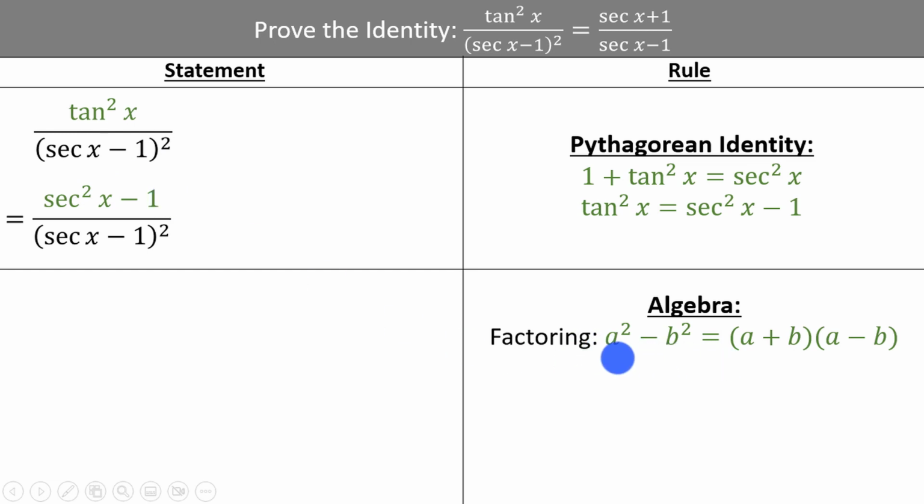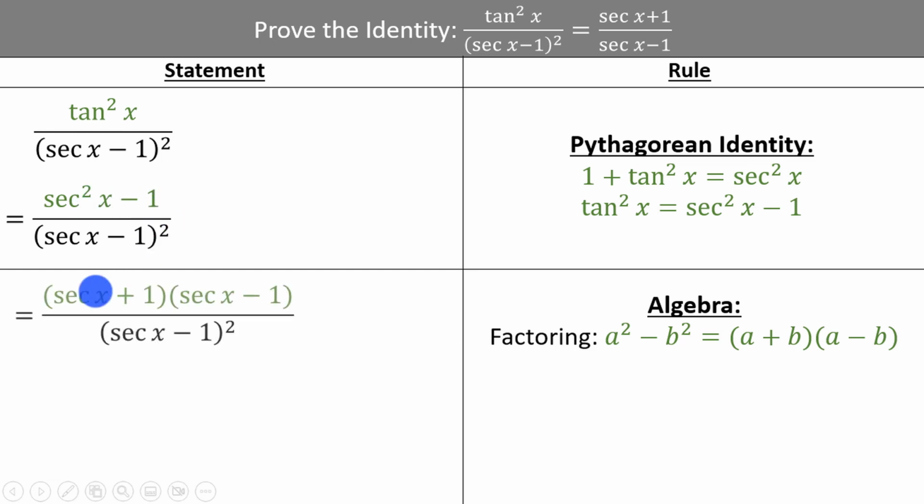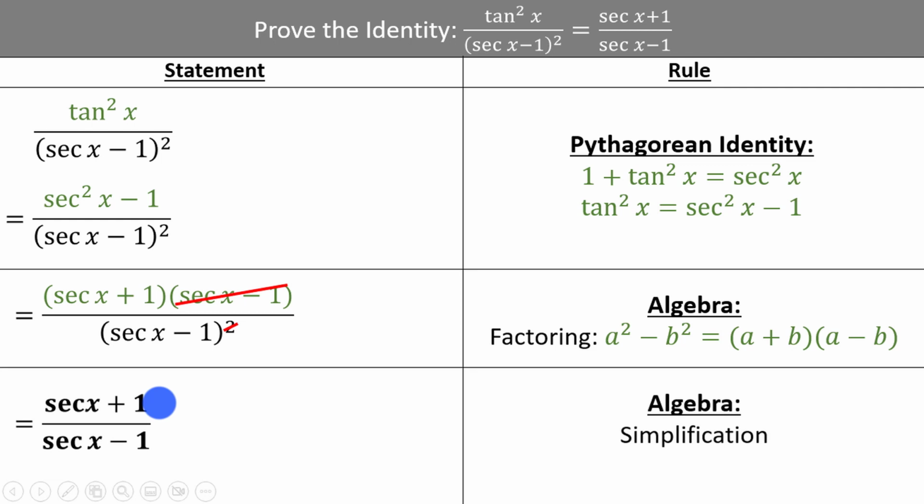If you have the difference of squares, that can be factored as a plus b times a minus b. So that means we can factor secant squared minus 1 to secant of x plus 1 times secant of x minus 1. Now we do have a cancellation. Secant of x minus 1 divided by secant of x minus 1 squared cancels the square with one of the factors in the numerator. We are left with secant of x plus 1 divided by secant of x minus 1. At this stage, we have completed our proof.